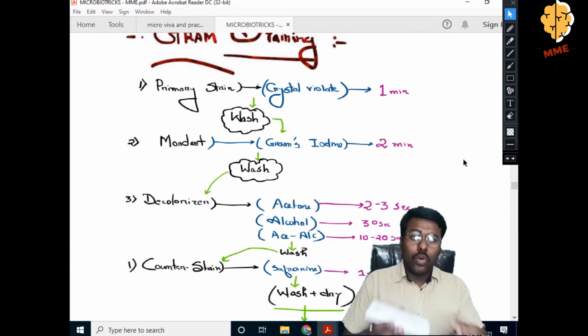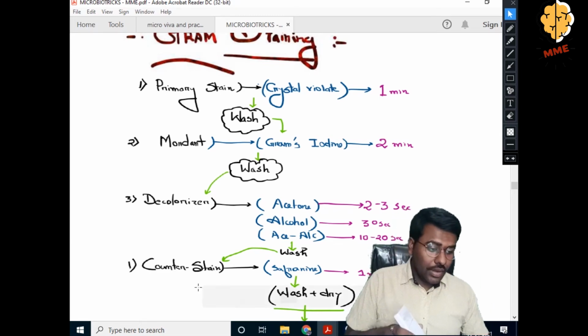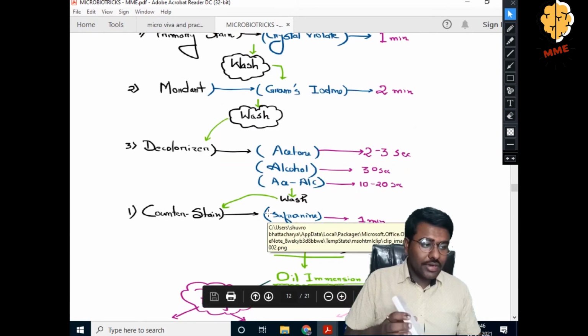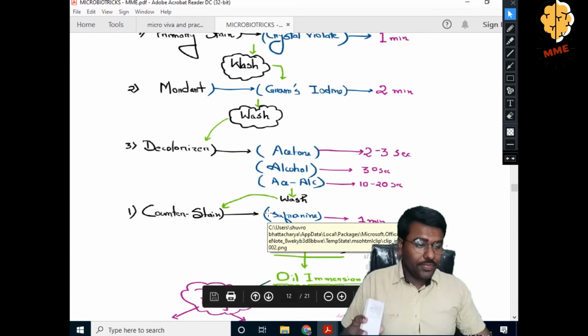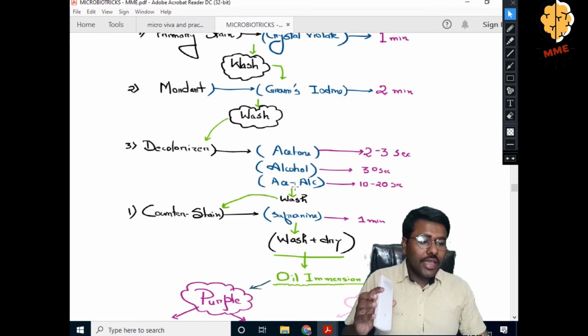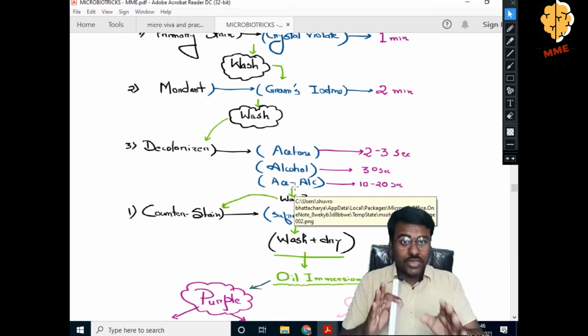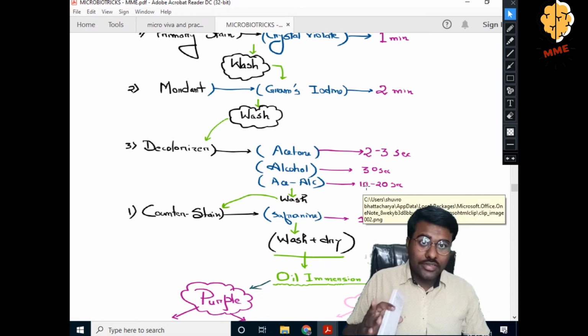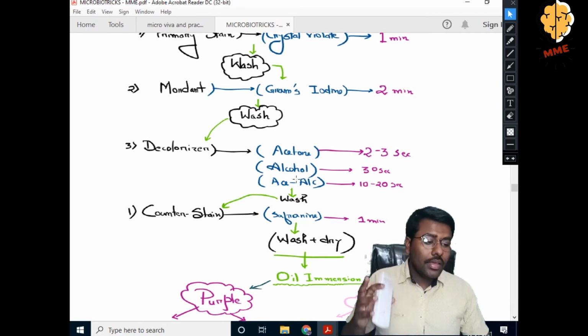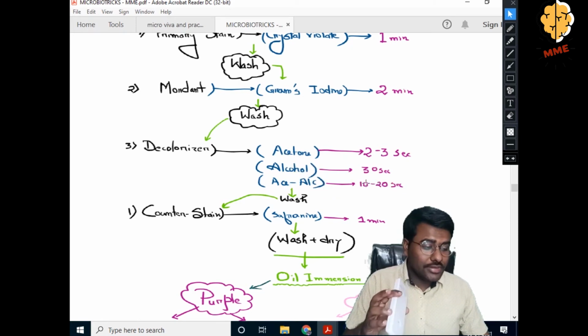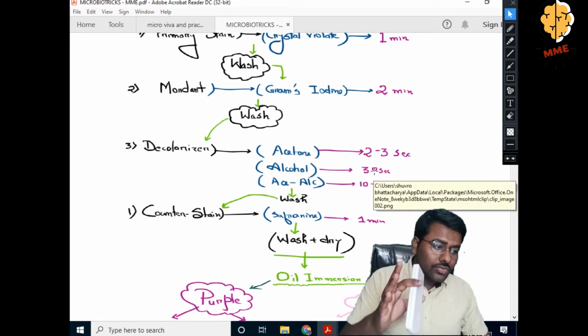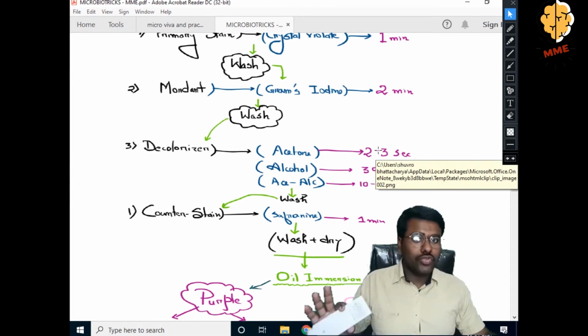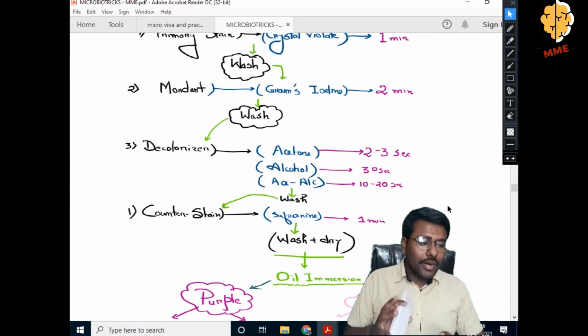After that I have to add the decolorizer. For the decolorizer, remember 1 to 3. I can use a mixture of acid and alcohol for 10 to 20 seconds; alcohol alone for 30 seconds; and if acetone, 3 seconds. So 10-20, 30, 3: 1 to 3 only. Just remember that commonly we use alcohol or acetone.